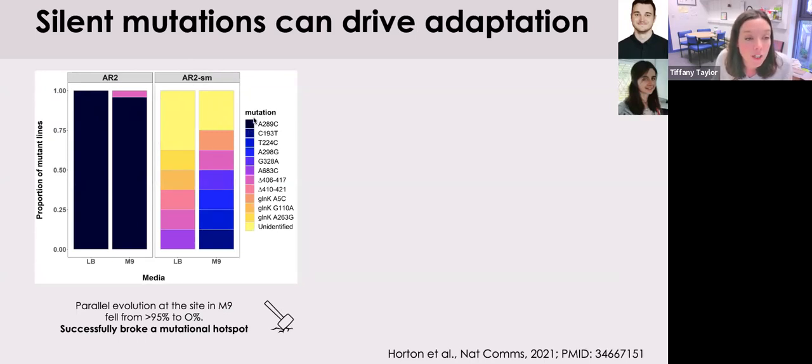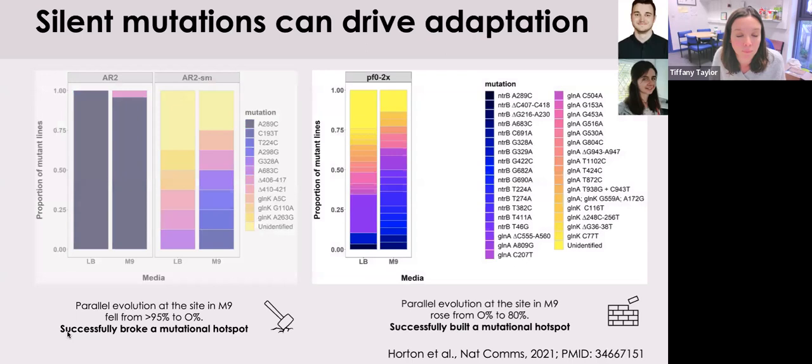And he didn't actually uncover de novo this common A289C mutation within this background, although again, we did engineer it in, and it's perfectly viable and has the same strength of phenotype as it does in this background. So through these 6 synonymous changes, we were able to show that parallel evolution fell from more than 95% at site 289 to 0%, and it suggests that we were able to successfully break a mutational hotspot.